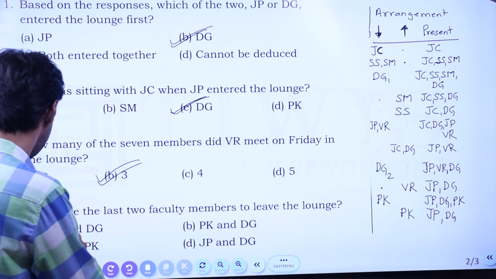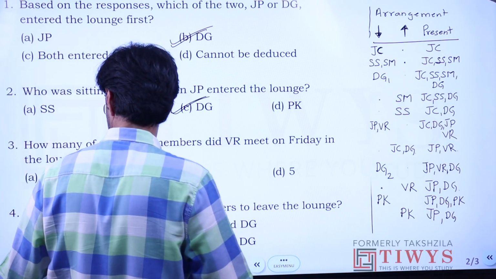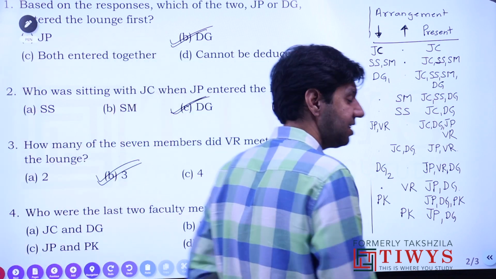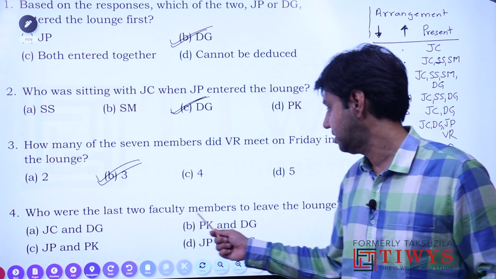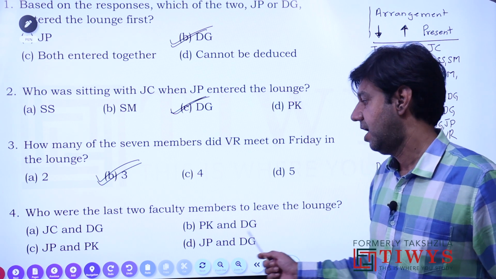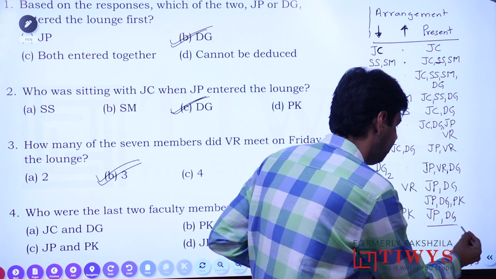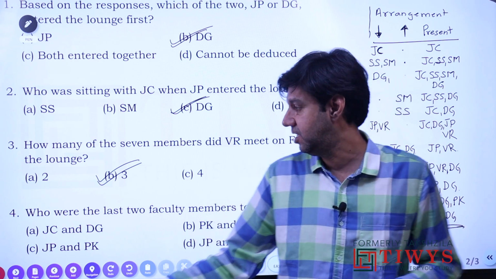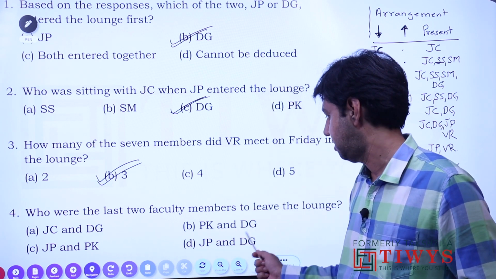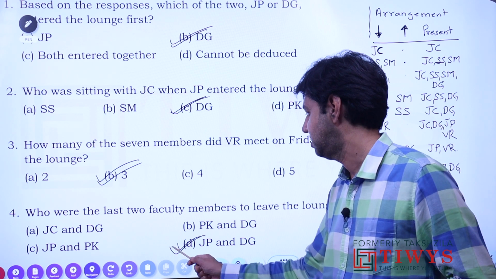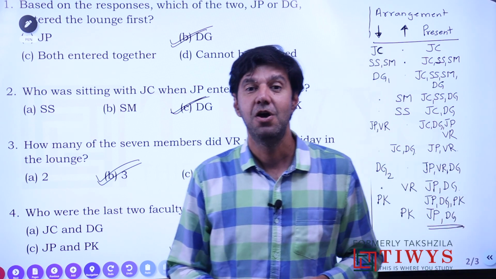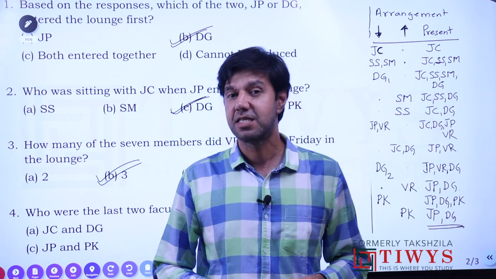And the last question, who were the last 2 faculty members to leave the lounge? The last 2 faculty members to leave, so we are left with JP and DG. Do we find JP and DG in the options? Yes, JP and DG are in the options. So it's a tough set.